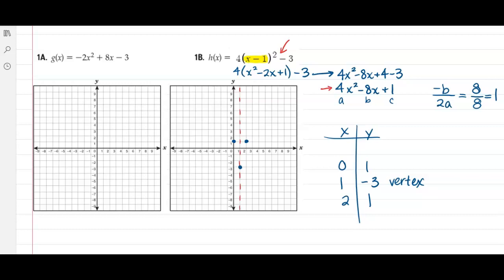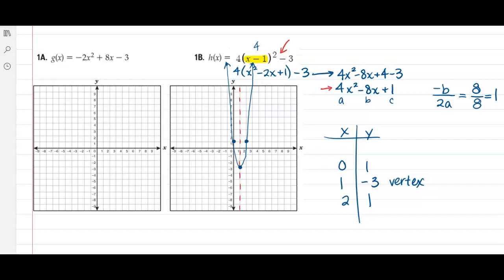Let's try -1. -1 take away 1 is -2. Squared makes 4. Multiplied by 4 is 16. Take away 3 is 13. So this gets high in a hurry. Be way up here. And buy one, get one free, we'd have a point up there as well. So now I can connect these. And there we go.